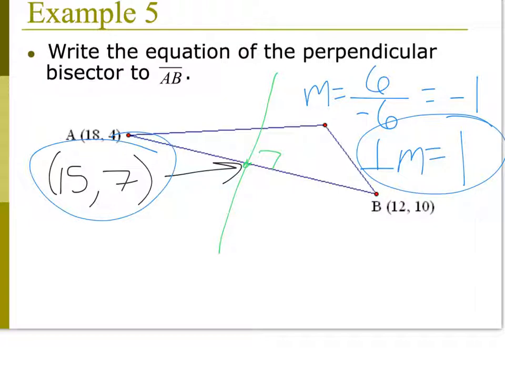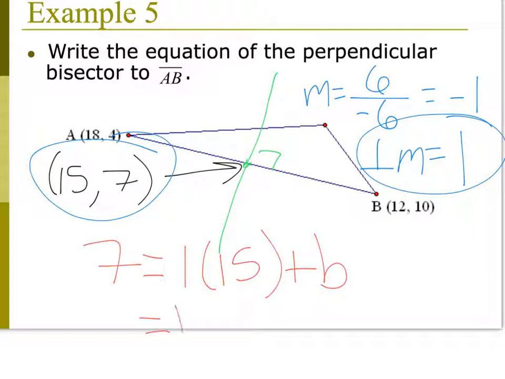So I've got 7 for my y, my slope is 1 times 15 for my x, plus b. So 1 times 15 is 15, subtract it. What do I end up getting for b here? -8. So my equation of my line, y equals 1x, so just x minus 8.